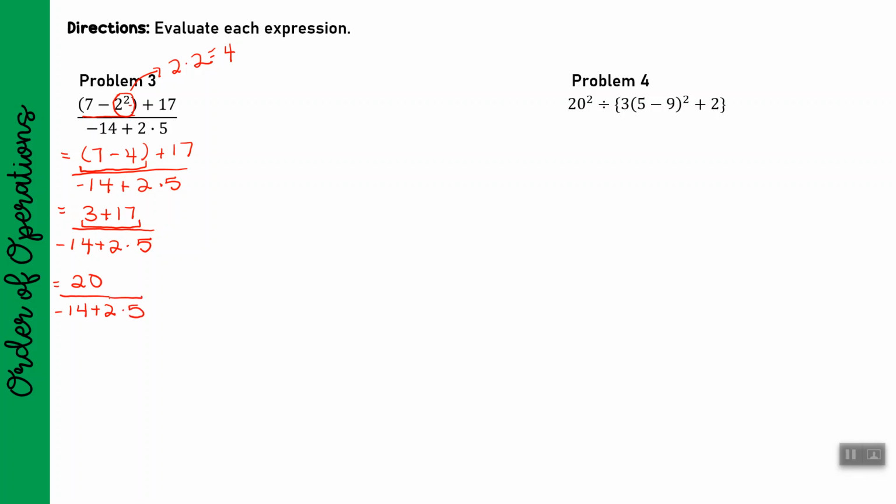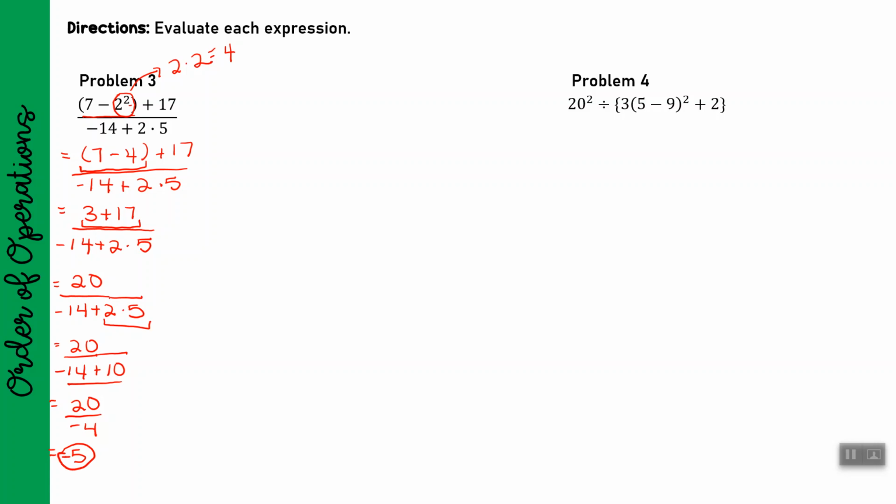Now I can evaluate the denominator. I have adding and multiplying, so multiplying comes first. So I get 20 all over negative 14 plus 2 times 5 is 10. Negative 14 plus 10 is negative 4, so 20 all over negative 4. Well, fraction bars, again, are just division, so 20 divided by 4 is 5. A positive divided by a negative is a negative. Circle my answer. So evaluating this expression, I end up with negative 5.